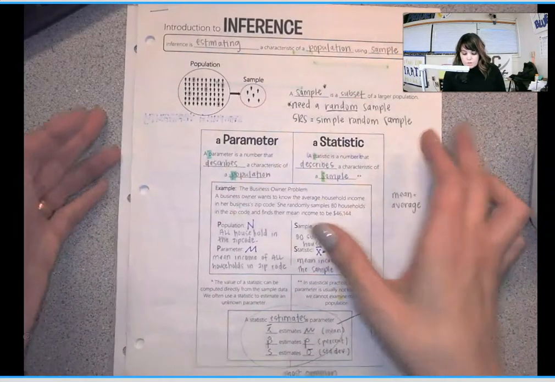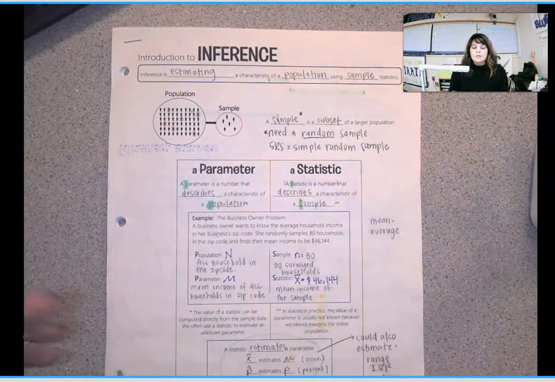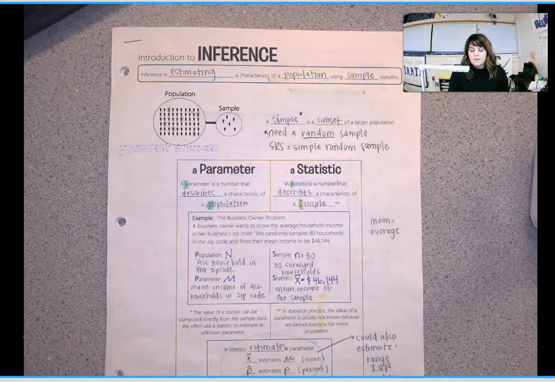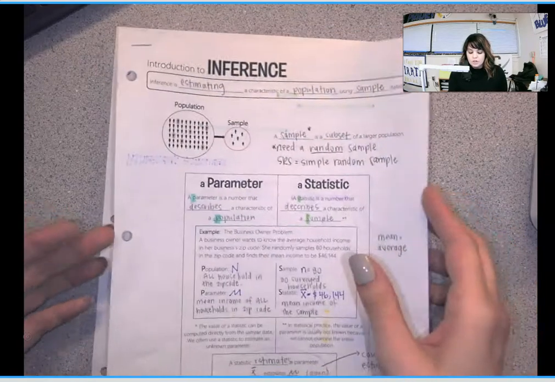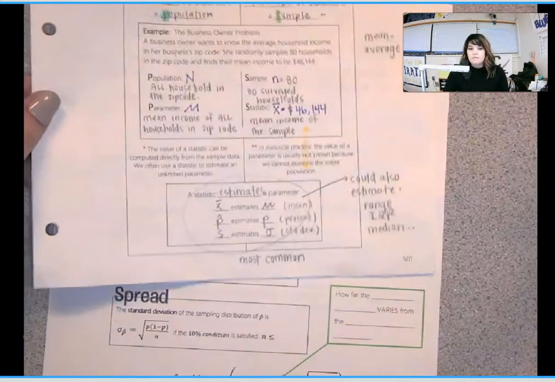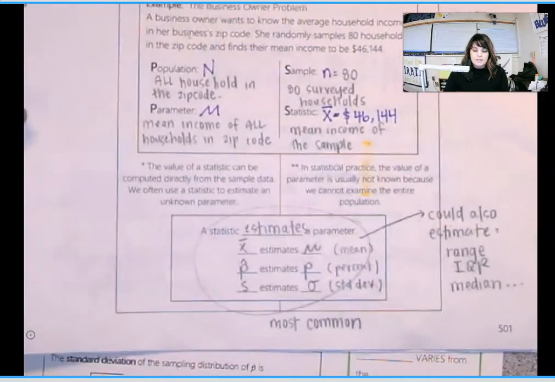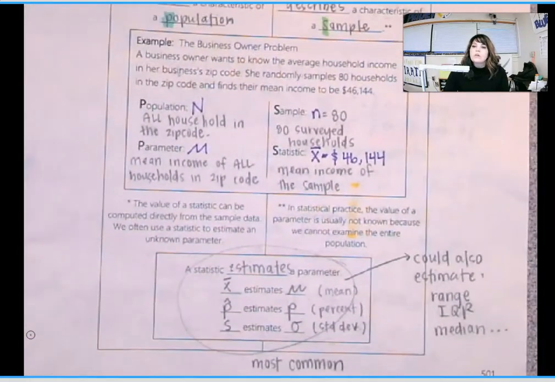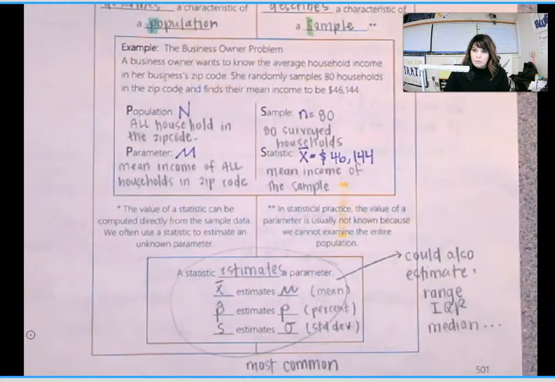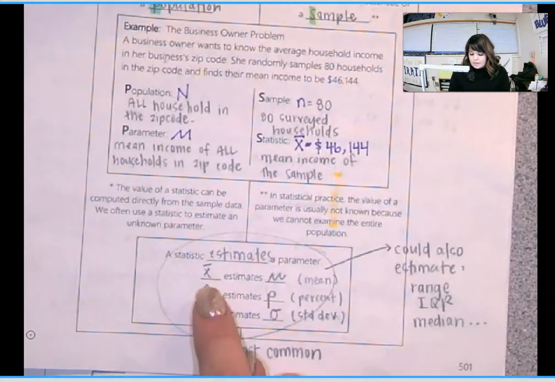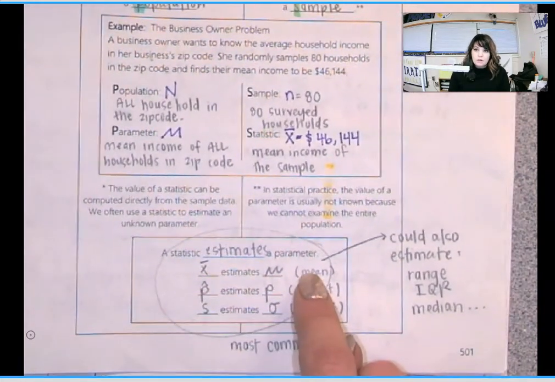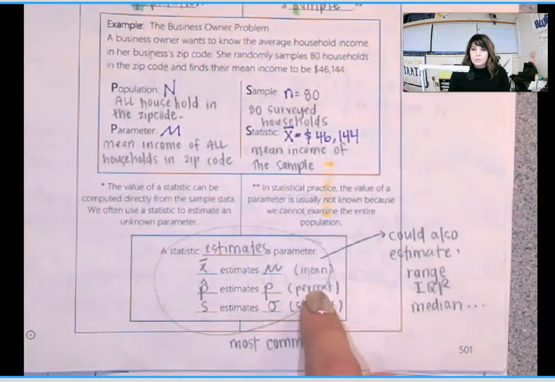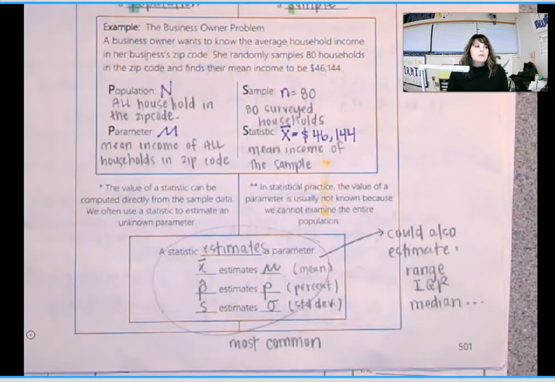What we started with was this idea that we want to know some kind of information about a population. The most common information that we look at is the mean value of a population or the proportion of a population. It is very important that you understand there's a difference between the two.